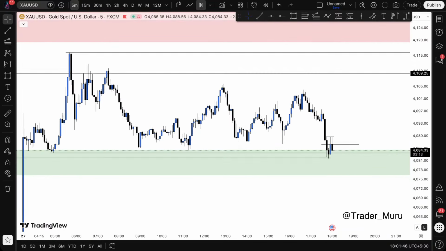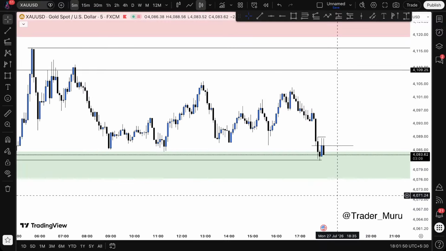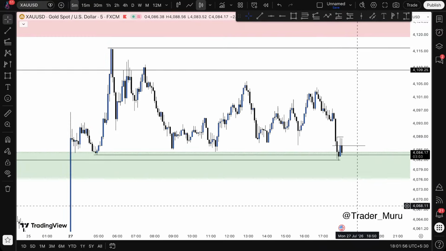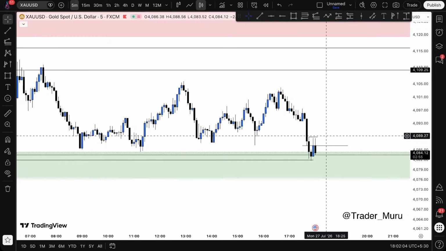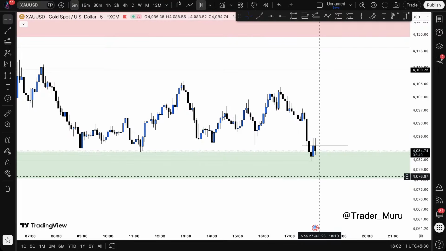See? Always wait for confirmation. You will get a better entry. This high doesn't get broken, price is dropping. If it breaks, we have a buy. Otherwise, no. We will wait for 75 to 70.